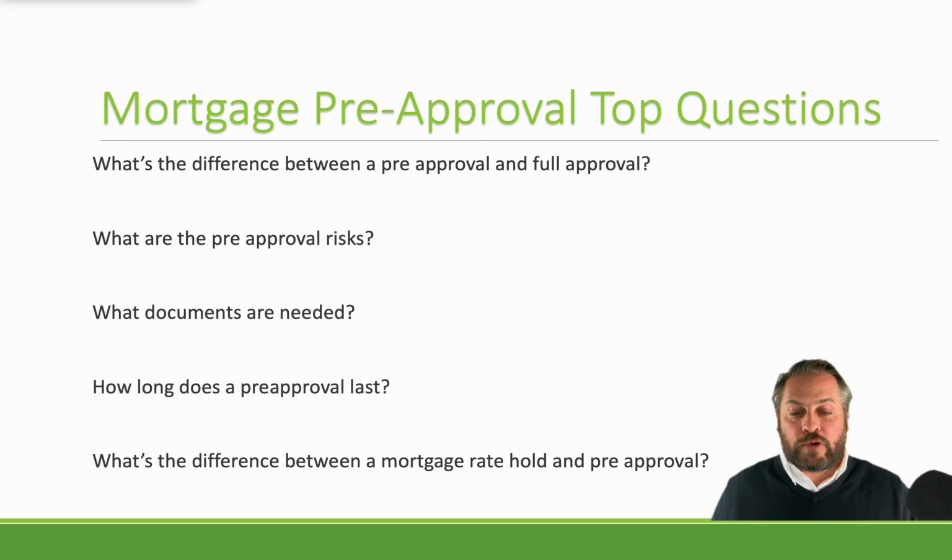How long does a pre-approval last? So the short answer is it's indefinite. It can last for months, 4 months, 6 months, a year or more, as long as there's no major change. So if you're pre-approved and there's a job loss and maybe the new job is $10,000 less, well, that's going to change affordability. That's going to change the pre-approval amount.